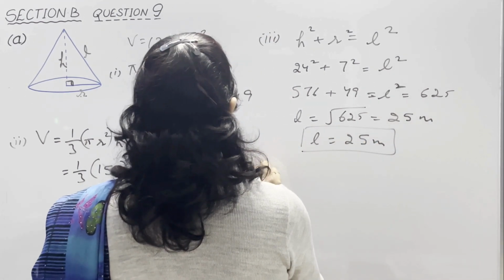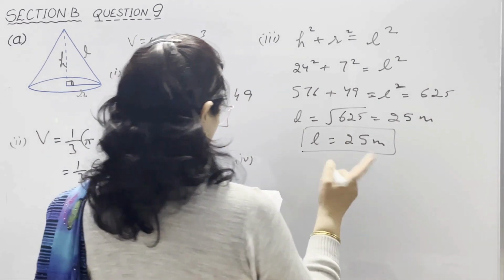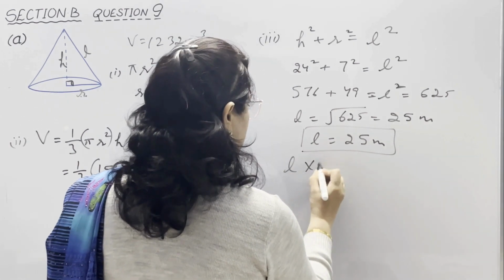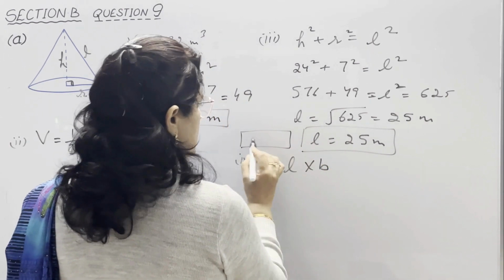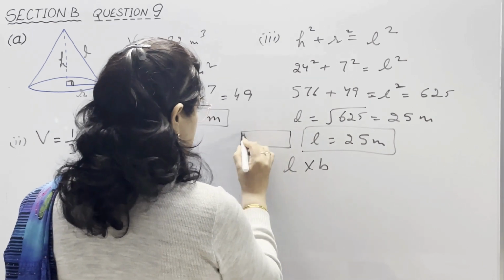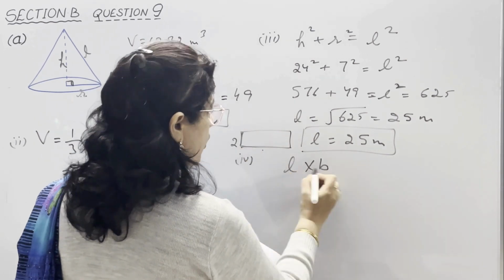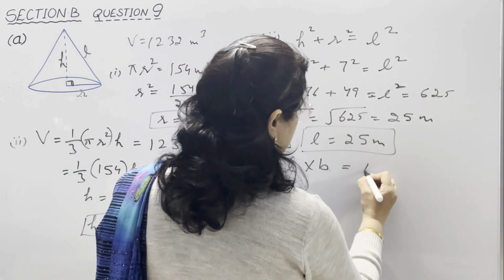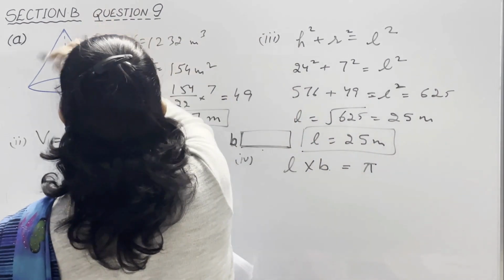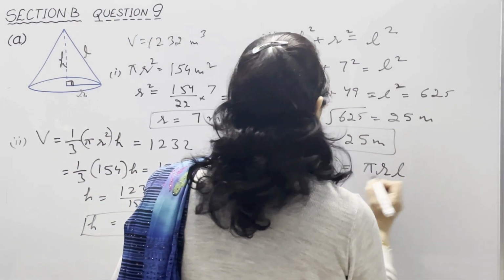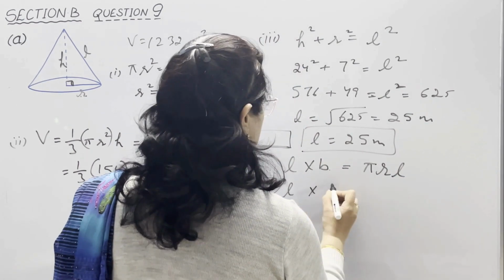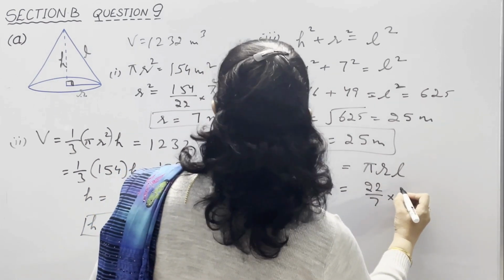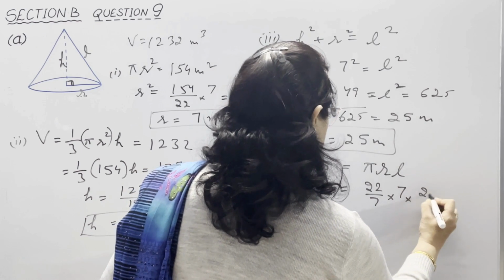Now in the fourth part, we need to find the length of the canvas required to cover, and the breadth of the canvas is given. So it means L into B. Canvas is like this. So this is the length of the canvas, breadth is given as 2. So it is rectangular in shape. So L into B is equal to area of canvas required. Canvas required is only on the sides. It means curved surface area, pi RL. So L we need to calculate, breadth is given as 2 here, and then pi is 22 by 7, R we have calculated as 7, L we have calculated as 25.